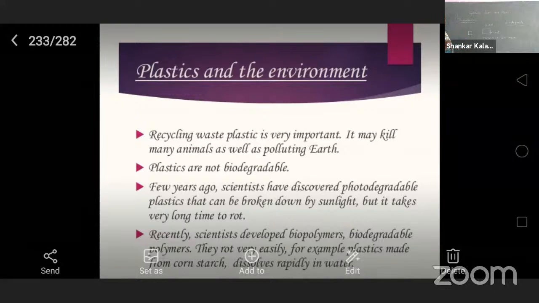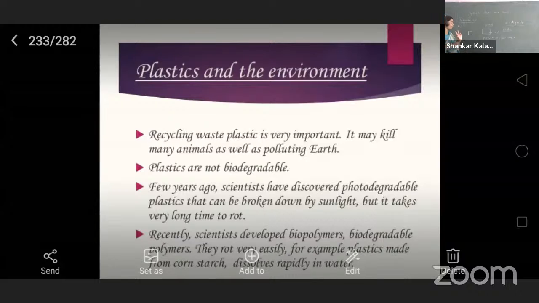So here, scientists have discovered photodegradable plastics. Photodegradable means what? Photo means sunlight. Photo means what, students? Sunlight. These are degradable plastics that can be broken down by sunlight. But it takes a very long time to rot.